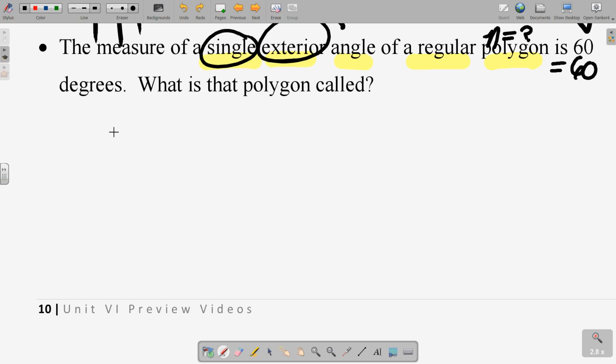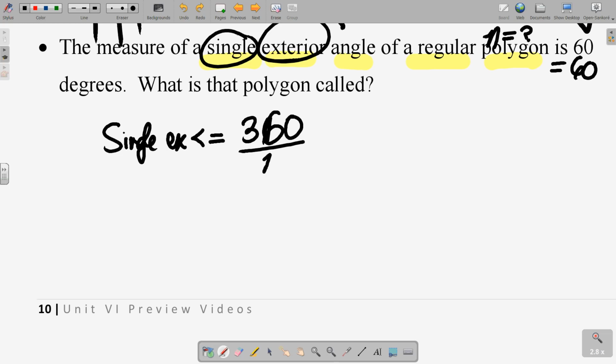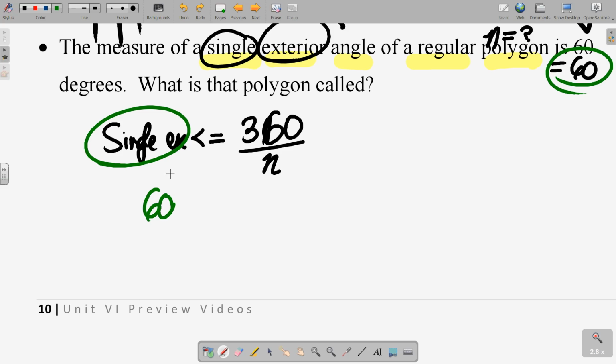We're dealing with a single exterior angle. So we write single exterior angle. That's the single exterior angle equation. Now we circle, plug, chug. In this case, my single exterior angle equals 60. Put this over 1.